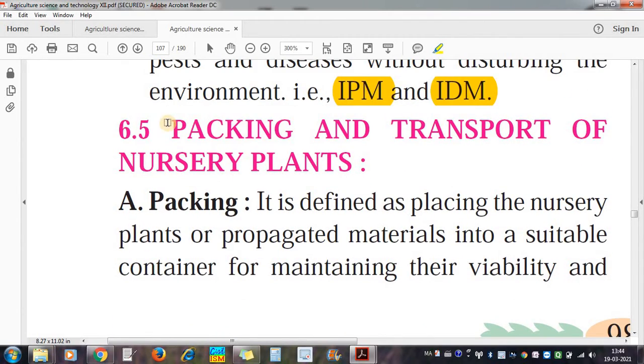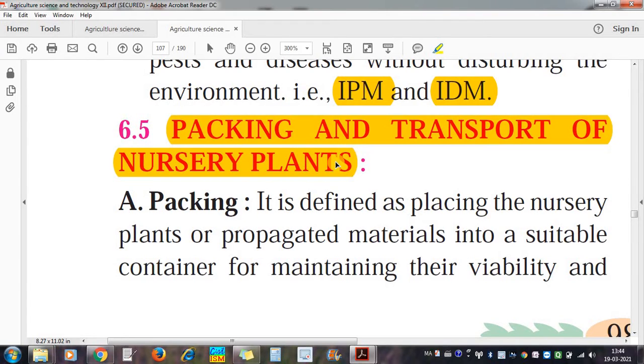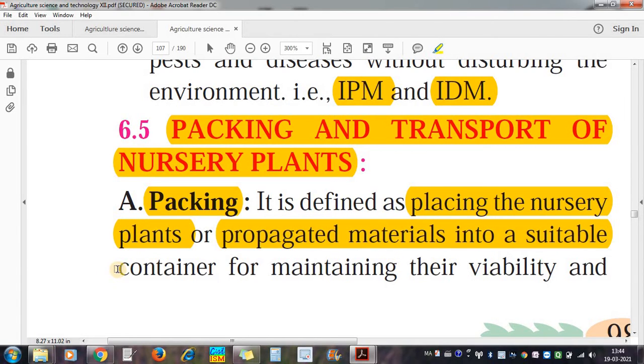Now come to packing and transport of nursery plants. After a successful growing of nursery plants, it comes to how the nursery plant seedlings are to be packed and taken to the customers or to the market by using the proper transport mode. First part, that is packing. Now what does packing mean? It is placing the nursery plants or propagated materials into a suitable container for maintaining their viability.